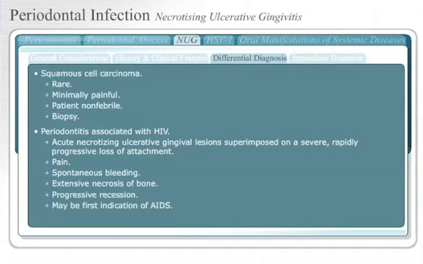This condition may be the first indication of acquired immune deficiency syndrome and, as such, is an important diagnosis. These patients would have positive results for human immunodeficiency virus and very likely have significantly depressed CD4 T cell counts.